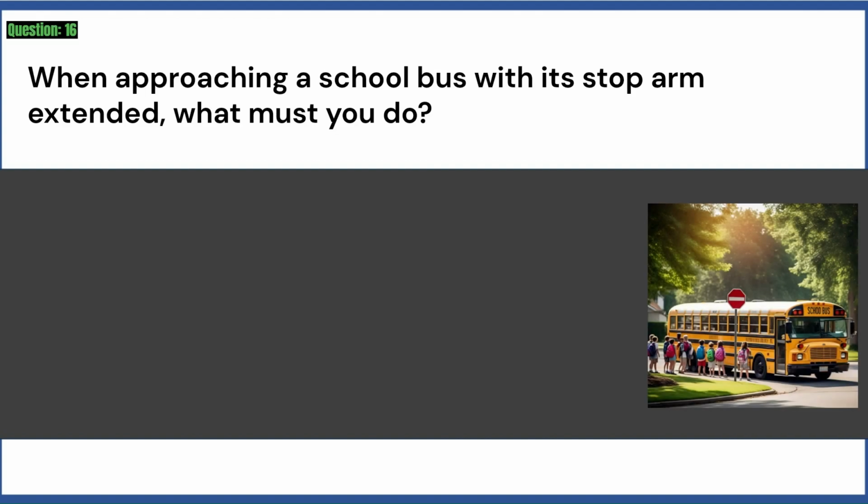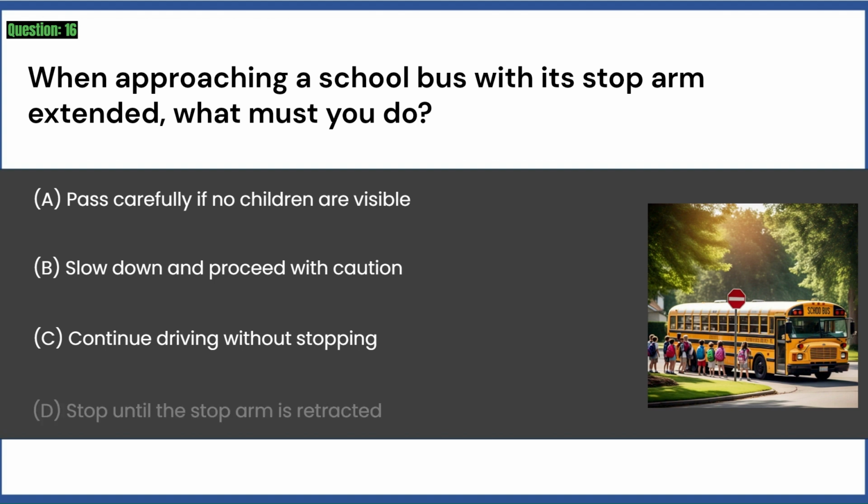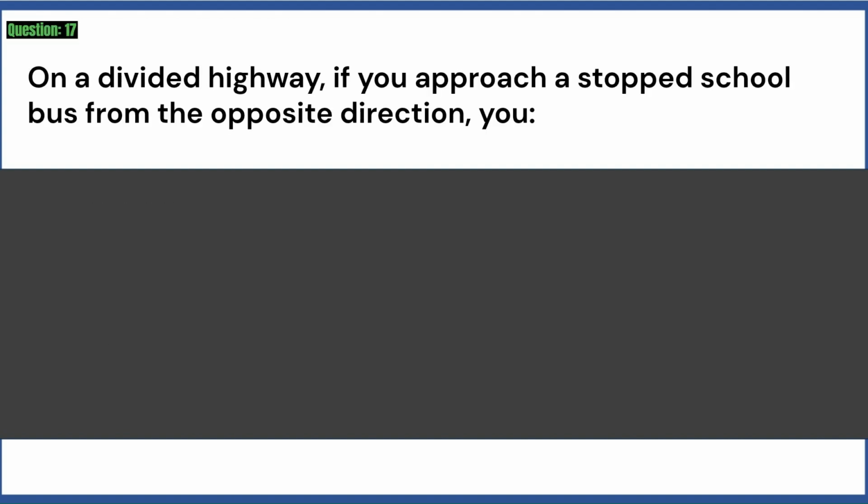When approaching a school bus with its stop arm extended, what must you do? A. Pass carefully if no children are visible. B. Slow down and proceed with caution. C. Continue driving without stopping. D. Stop until the stop arm is retracted. Answer, D. You must stop until the stop arm is withdrawn. On a divided highway, if you approach a stopped school bus from the opposite direction, you A.